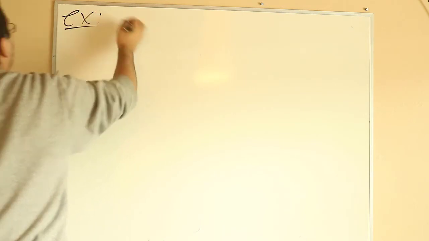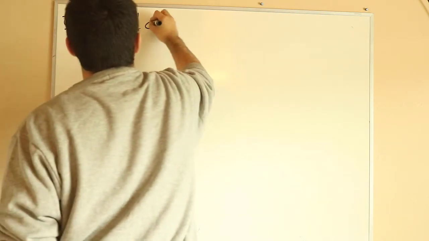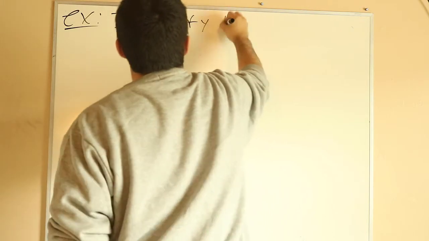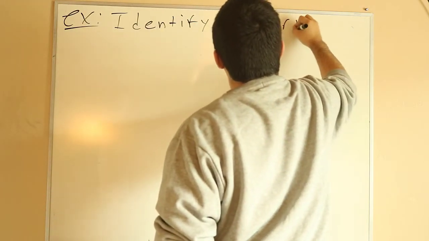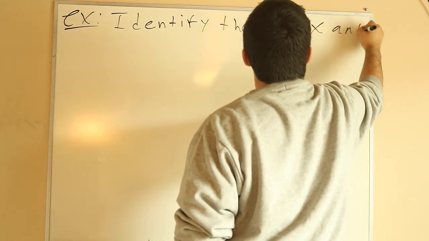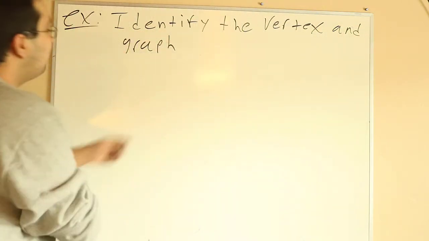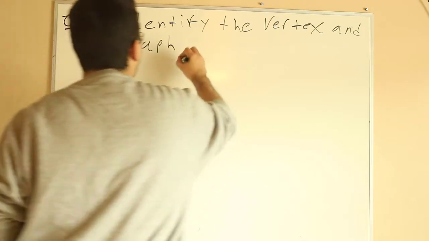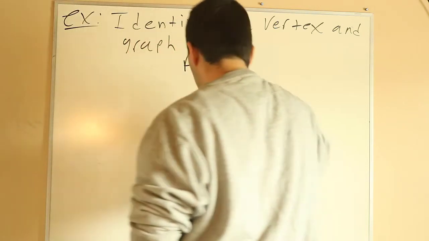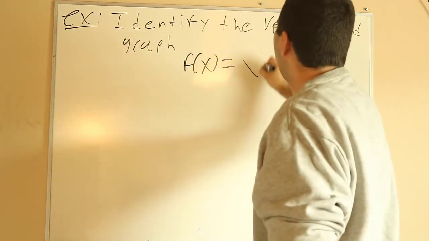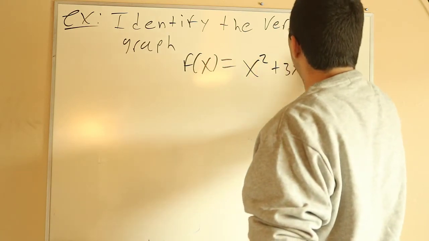A pretty straightforward one. We'll identify the vertex and graph. We'll just do these two things. And the function we'll be concerned about is this: f of x equals x squared plus 3x plus 10.